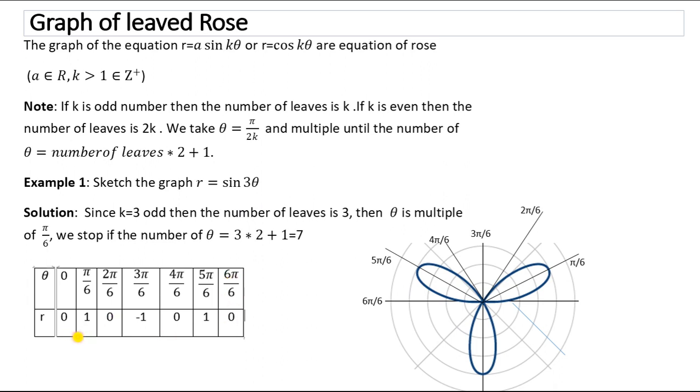Always 0, 1, 0, minus 1, 0, 1, 0, always a pattern. There is a pattern. I want to graph, how to plot these points.